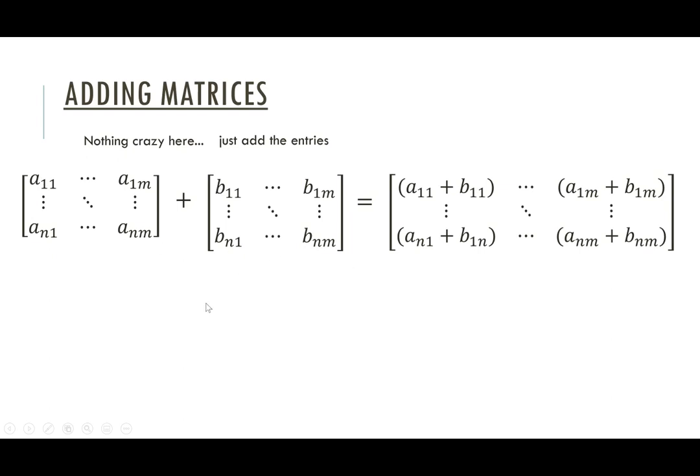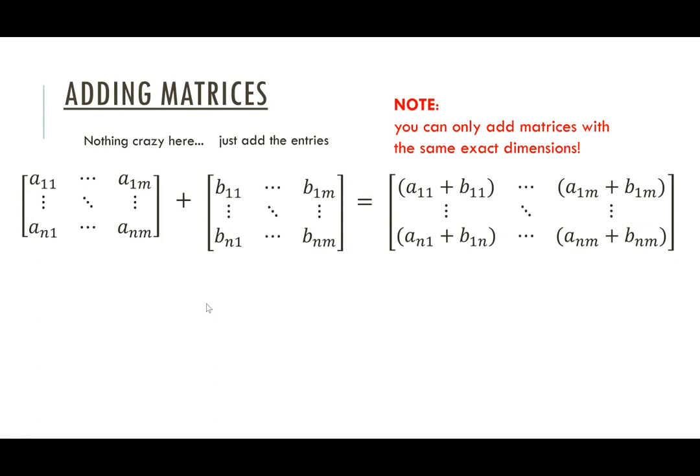but now the entries are just the added entries from the matrices you're adding. And I don't think your book explicitly says this, but you can only add matrices with the exact same dimensions. And what you get out is a matrix with the exact same dimensions. So no adding a 2 by 3 matrix to a 50 by 50 matrix. They have to be the same dimensions.